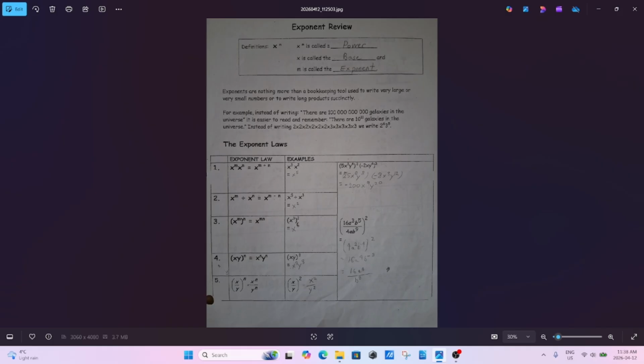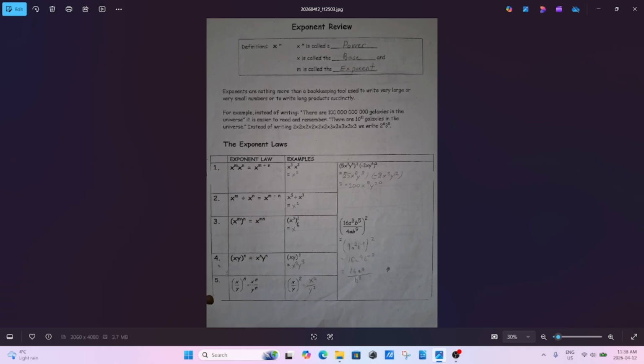The second exponent law. X to the exponent m divided by x to the exponent n is equal to x to the m minus n. Example is x to the 5 divided by x to the 3 is just x to the 5 minus 3, which is x to the 2.